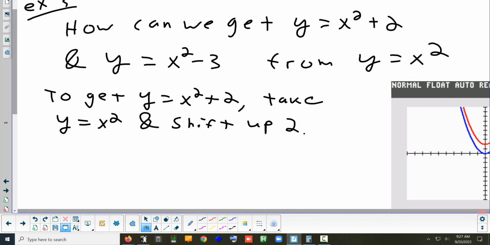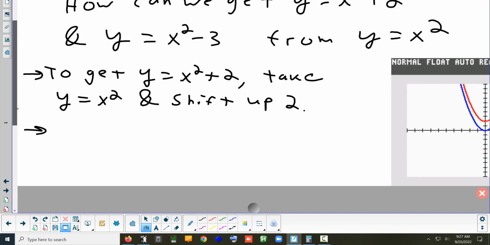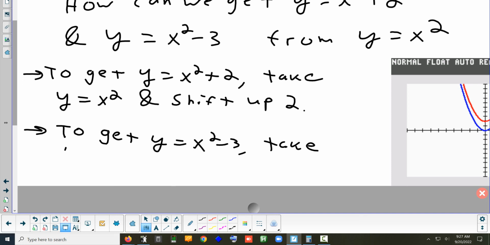What do you think x squared minus 3 is going to do? Yeah, Matt? It's going to shift it down 3. Yeah. So to get y equals x squared minus 3 from the original, which is y equals x squared, we're going to take y equals x squared and shift down 3.